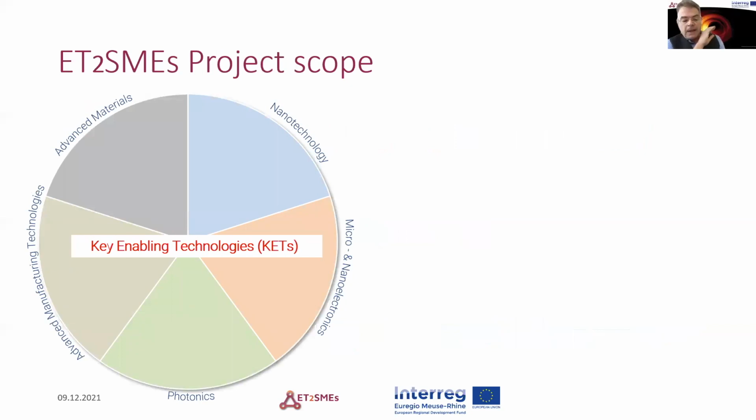So if we look now at the project scope that we have in ET2SMEs, well, it's always talked about the key enabling technologies in a European, but also in a global sense. And if you look at the Einstein telescope, at least 5 of the 6 key enabling technologies that are very relevant for future development are represented here in this infrastructure. Only biotechnology is maybe not amongst them.